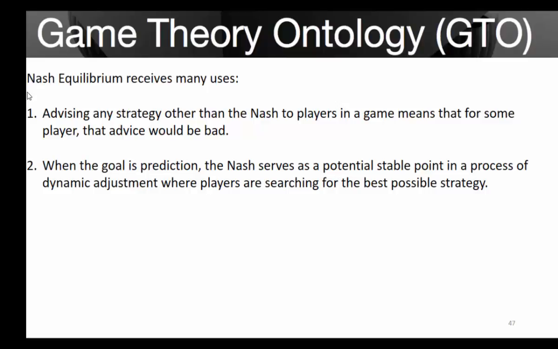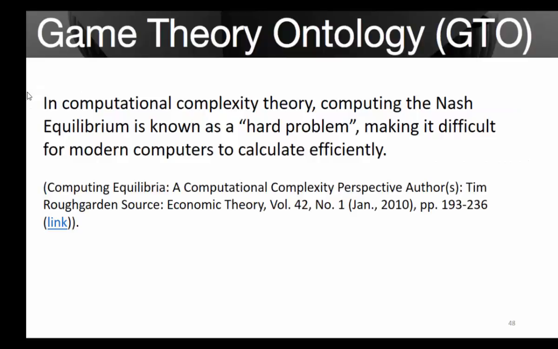Also, when the goal is prediction, we're trying to predict what happens if we iterated this prisoner's dilemma over and over again and had them play. The Nash serves as a stable point in a process of dynamic adjusting, where they're adjusting back and forth what their choices should be, and where players are searching for the best possible strategies. So if we're trying to predict what's going to happen in the long run, we need to look at features like this. On the other hand, the Nash is really hard to compute. When you have lots of variables, it becomes a computationally difficult problem, and it's hard for computers to calculate efficiently.